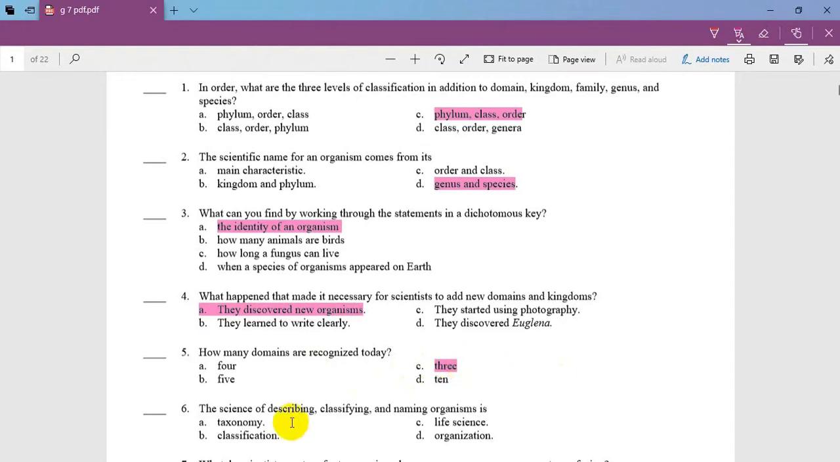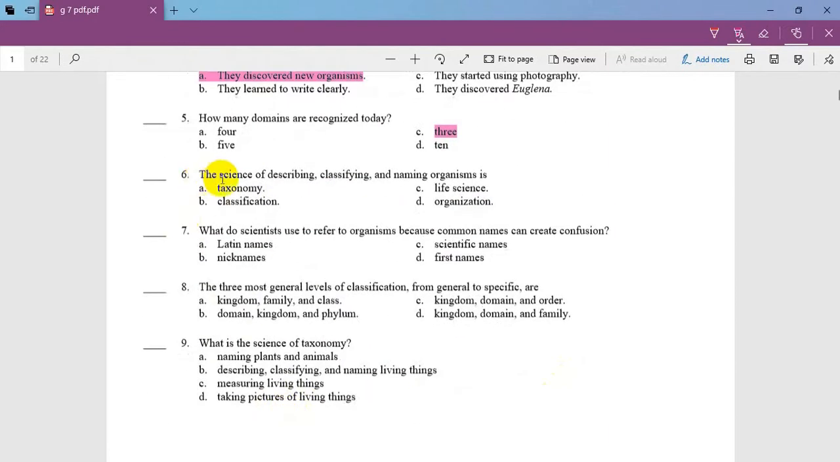Question 6. The science of describing, classifying, and naming organisms. As we said before, this science includes 3 things. First, they describe organisms, then they classify them into groups, and then they give them scientific names. These are the 3 parts of taxonomy. This is the science that includes describing, classifying, and naming.